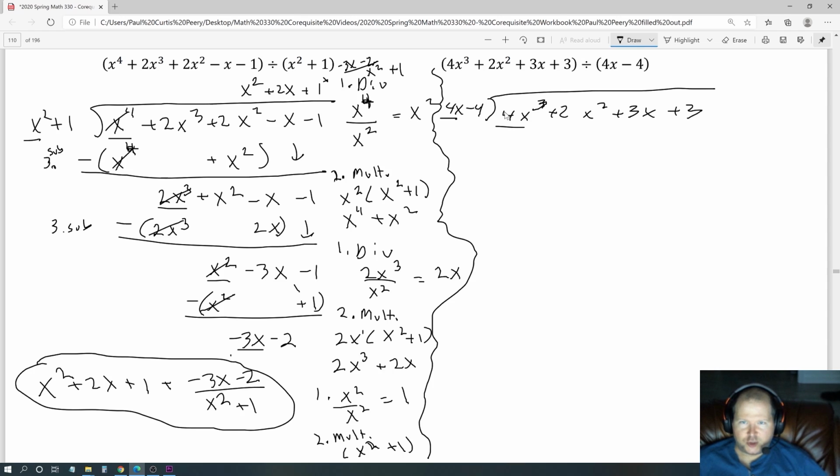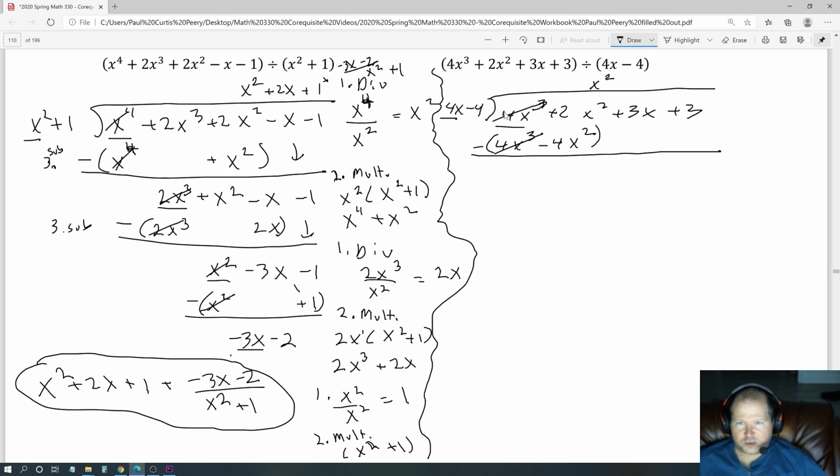So we say 4x cubed divided by 4x, and that would just give me x squared, which I'll put right there. Then we're going to say x squared times 4x, which gives me 4x cubed. And then we say x squared times negative 4, which would be negative 4x squared. And then we will subtract. We are going to subtract these. So we say 4x cubed minus 4x cubed.